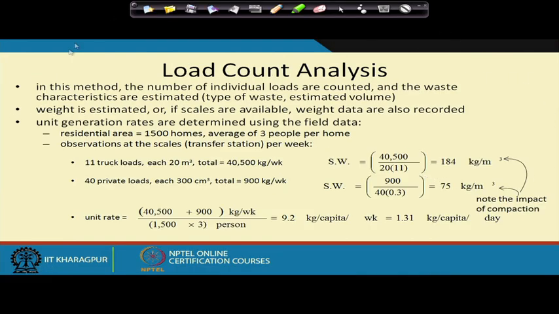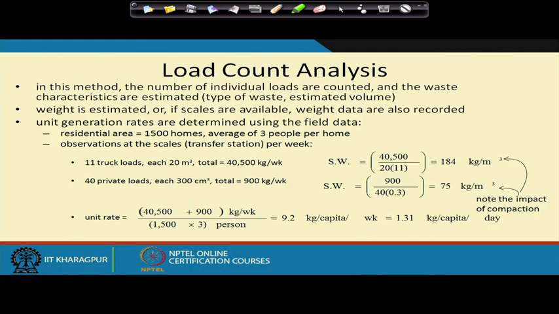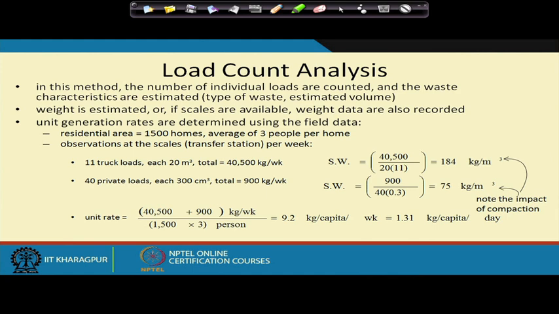So in terms of the load count analysis, a small example has been given. In this method, individual loads are counted. So we count the individual loads, and then we estimate the type of waste and the estimated volume. Then the weight is taken on the scale, or the weight is also estimated based on the typical density. So by collecting this field data, we can calculate the rate.